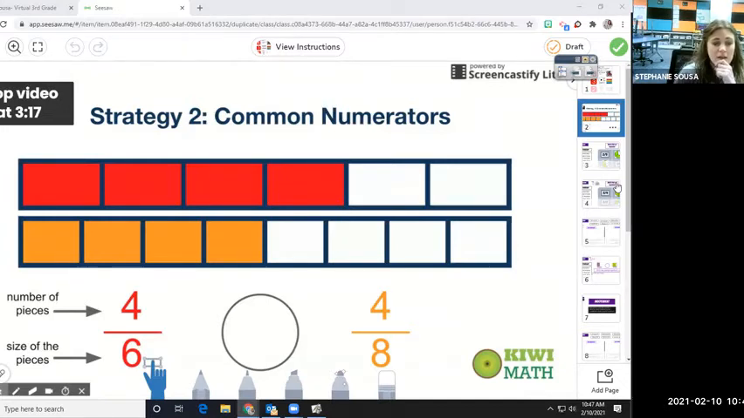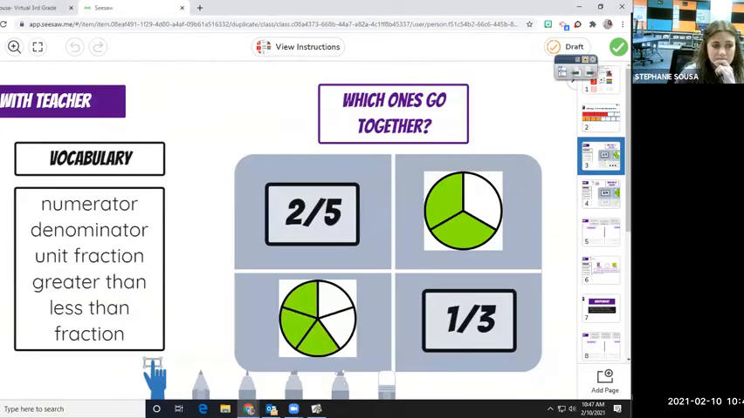Okay, let's take a look at slide 3. Slide 3 says, with your teacher. We have a question, which ones go together? Okay, which ones go together? I would like for you to use numerator, denominator, unit fraction, greater than, less than, and fraction to answer the questions. Okay, so ideas, which ones of these go together? What do you notice? What do you think matches here?